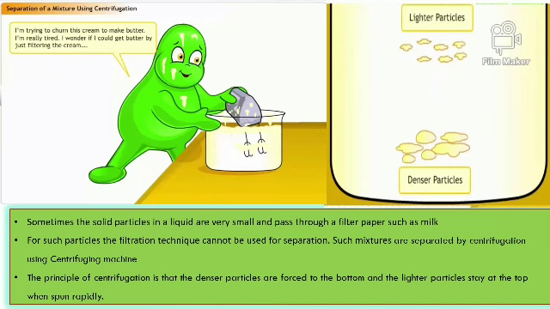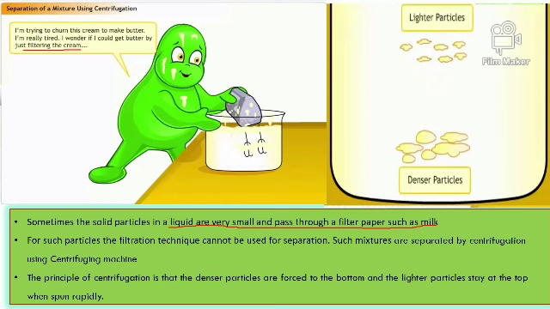Next method is the centrifugation. I am trying to churn this cream to make butter. I am really tired. I wonder if I could get butter by just filtering the cream. Sometimes solid particles in liquid are very small and pass through a filter paper such as milk. So in milk, solid particles cannot be filtered using any strainer or a filter paper. Why? Because the particle size is very small here. So what we have to do?